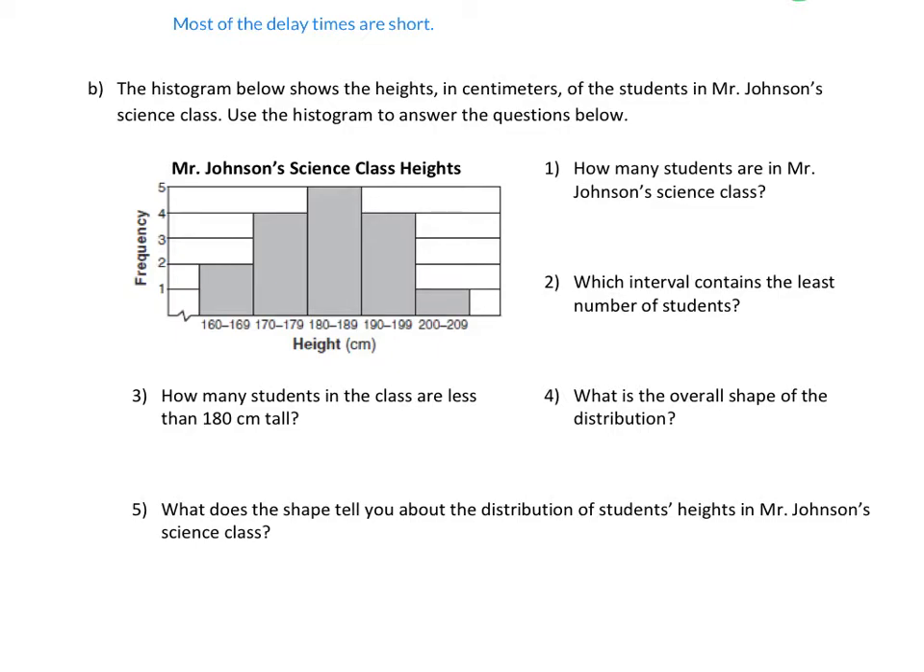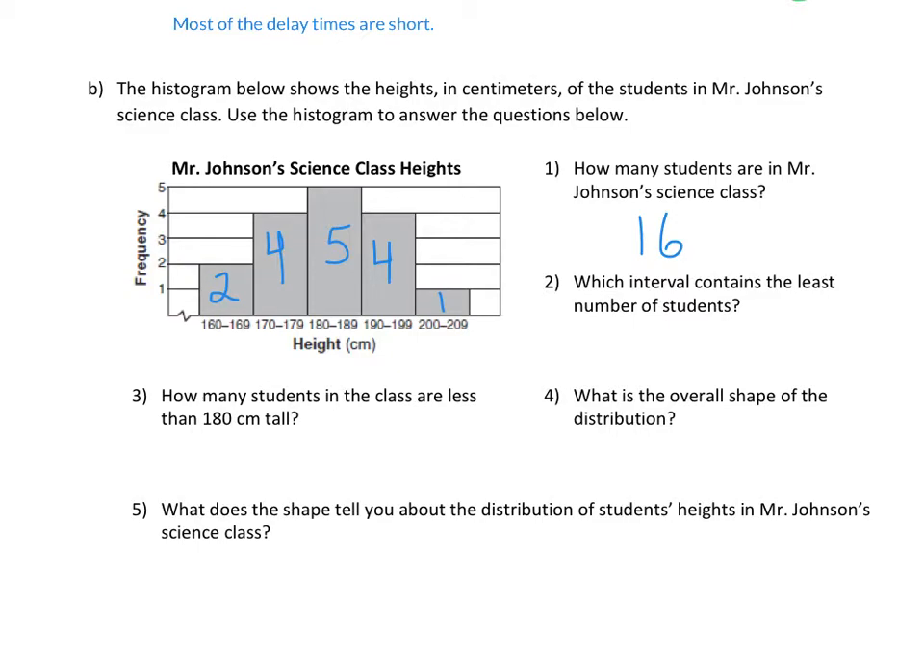All right, so number 1, how many students are in Mr. Johnson's science class? So what we need to do here is add them all up. In this first interval, we have 2 students. In the second interval, we have 4. And I'm looking at the top of the bars to figure out those amounts. The third interval, we have 5, then 4, then 1. So add these numbers up, 2 plus 4 plus 5 plus 4 plus 1, and we get 16 students in his class.